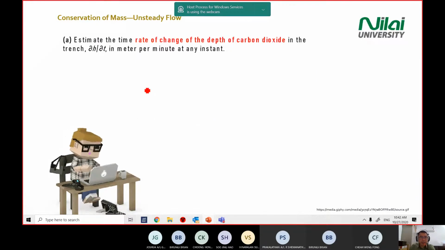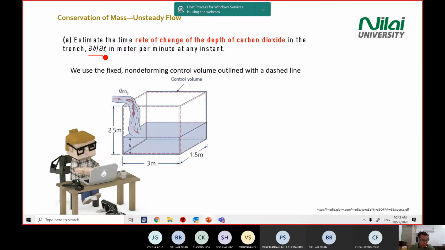Okay, let's look at how we establish the dH over dt for this case. The first thing, draft out the control volume that is given. I think there's a space in your tutorial there, so you can draft out this diagram in that space or in your notebook.